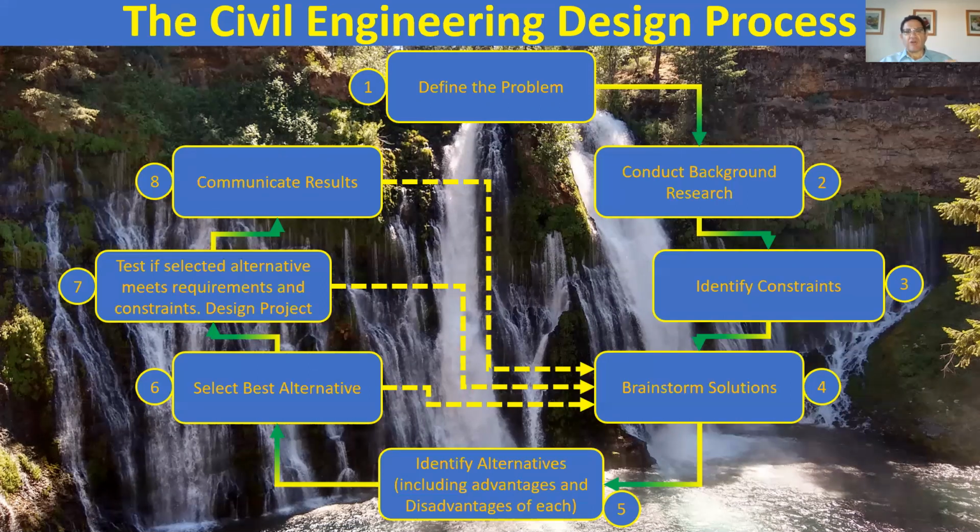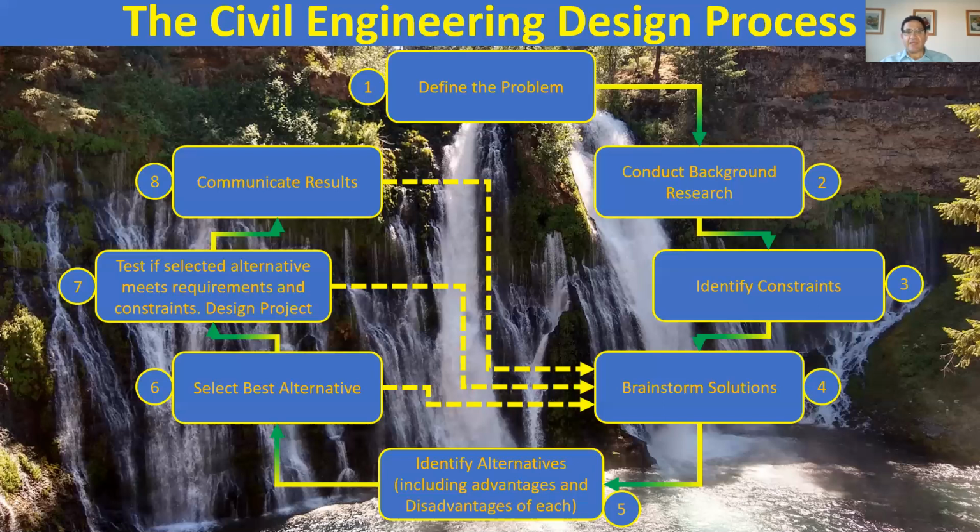The process of selecting an alternative, checking to see if it meets the criteria, and then going back to make changes is called an iteration. Some projects require many iterations before an alternative is selected. This alternative process is indicated with the dashed arrows on the slide in front of you. Let us take a look at each of the steps that make the civil engineering design process.